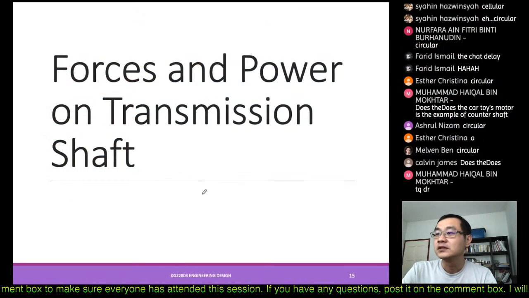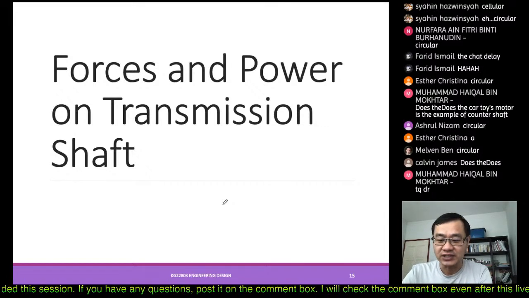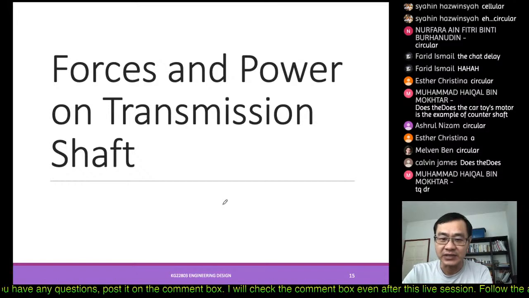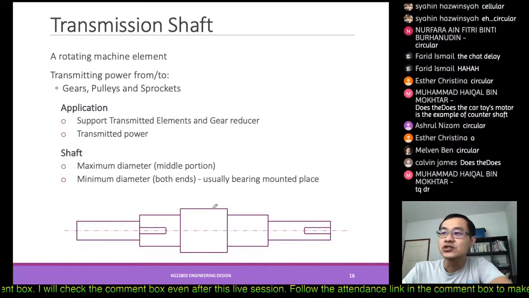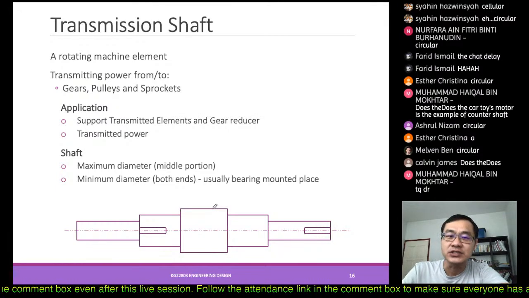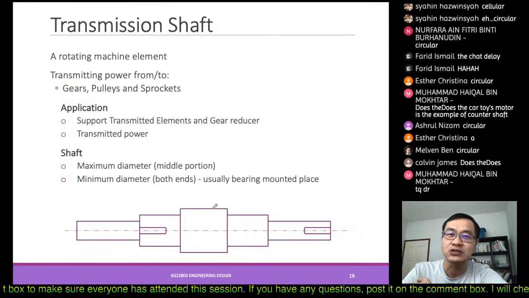Okay, so now we will look into what kind of forces are actually acting when we try to transmit the power in the shaft. We look into the transmission shaft because this is more critical when it transmits power from one end to the other end. You may have more power actually going through it.